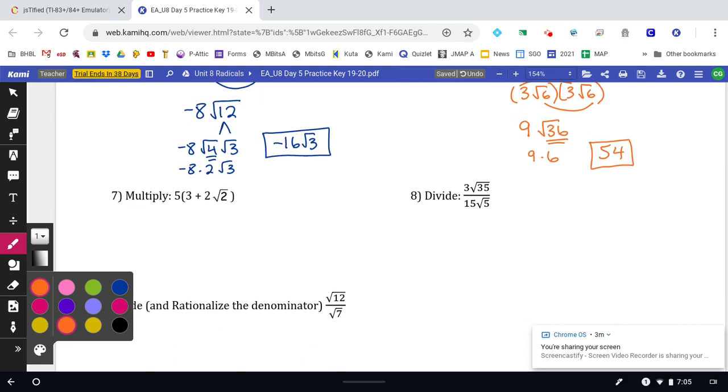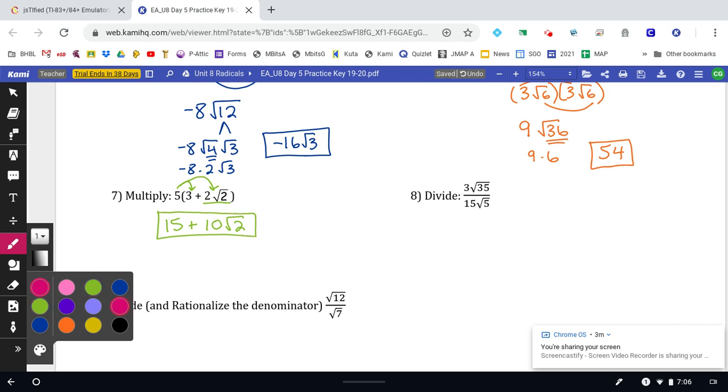Number 7, I want to multiply. So what I want to do with that 5 there is I want to distribute. Okay, so 5 times 3 gives me 15. Now when I multiply the 5 times the 2 radical 2, all I'm doing is multiplying the 5 times the 2 to get 10, and that radical 2 stays alone.